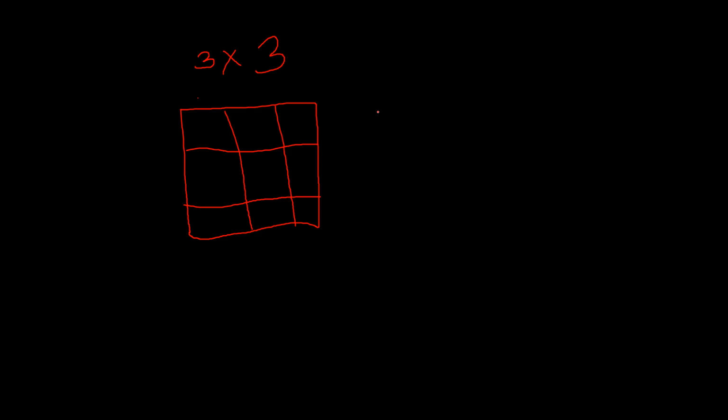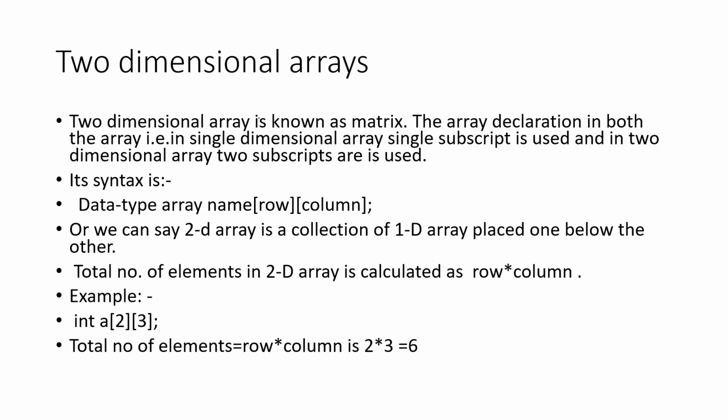We call it by row and column, counting by row and column, RC. This is 0, 1, 2, and 0, 1, 2. This is 0 0, 0 1, 0 2, 1 0, 1 1, 1 2, 2 0, 2 1, 2 2. A two-dimensional array is known as a matrix.